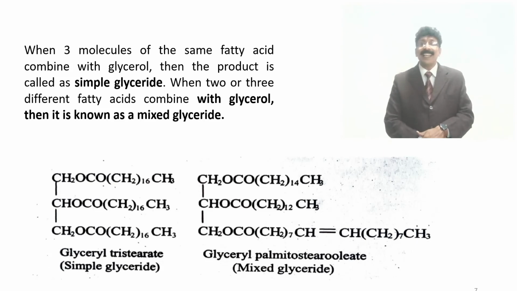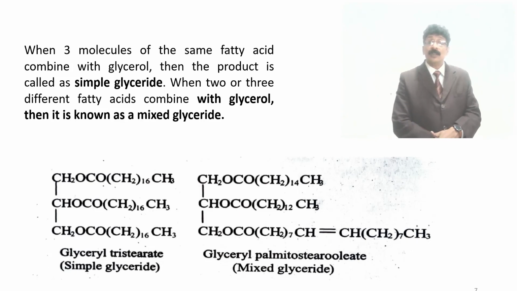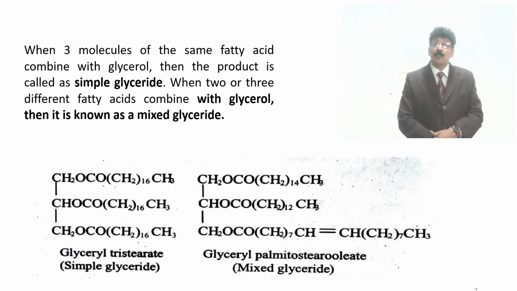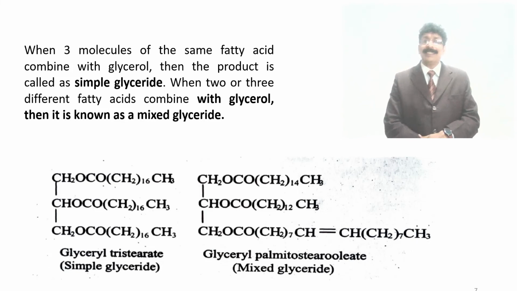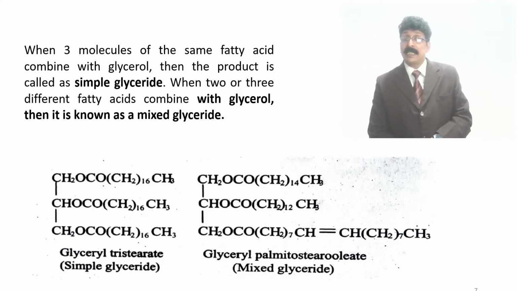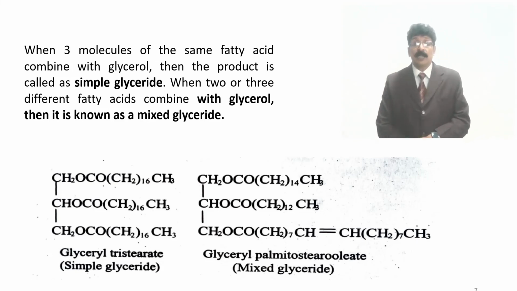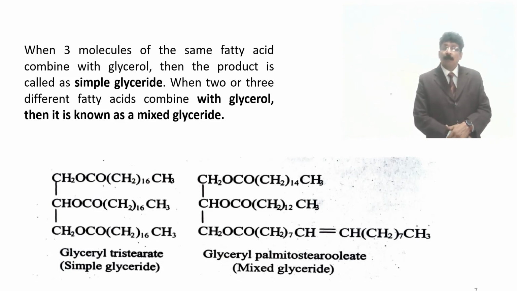But if you see the second structure, here it shows CH3, (CH2)14 and CH3. Next one is CH3, (CH2)12 and CH3. The third one is an olefin, where a double bond is there: (CH2)7, CH=CH, (CH2)7 and CH3. So all 3 are different, a different mixture of esterified fatty acids. This is called glyceryl palmitostearoleate ester, which is a mixed glyceride.